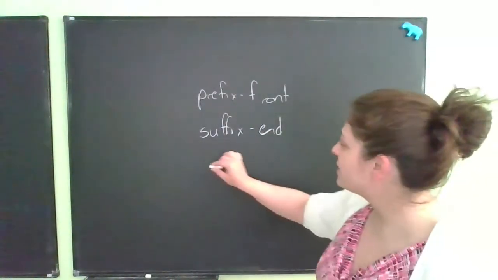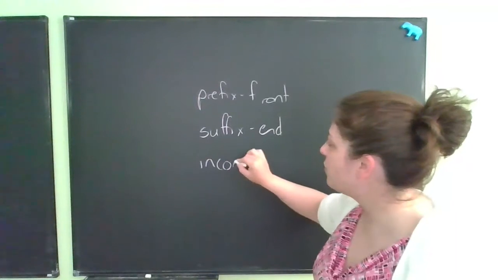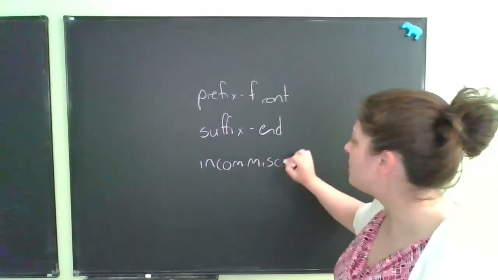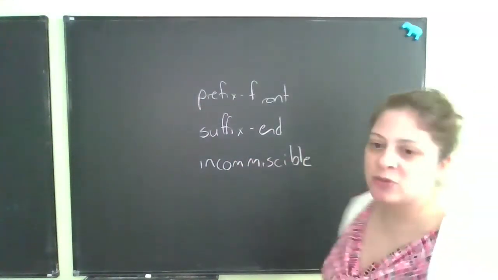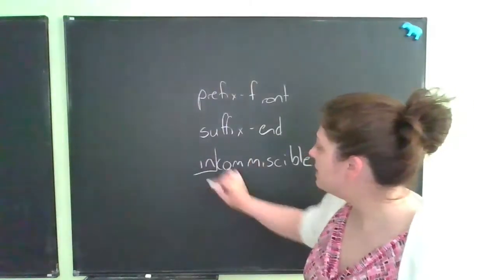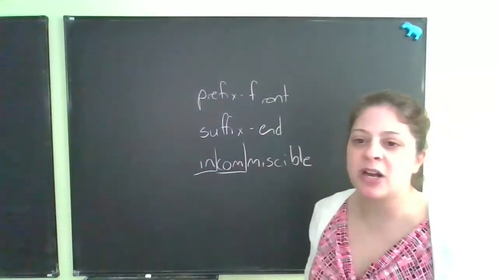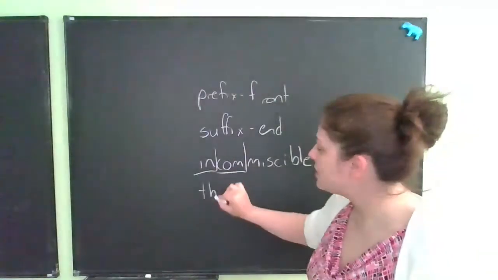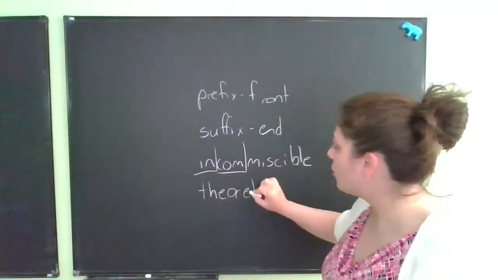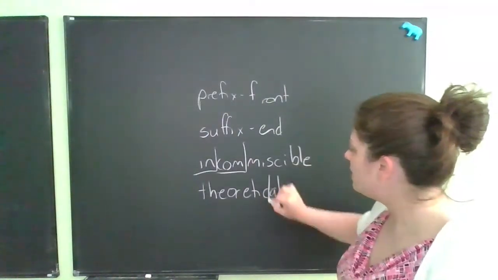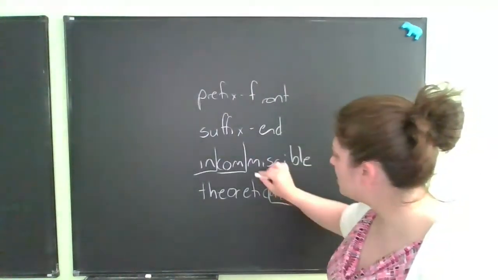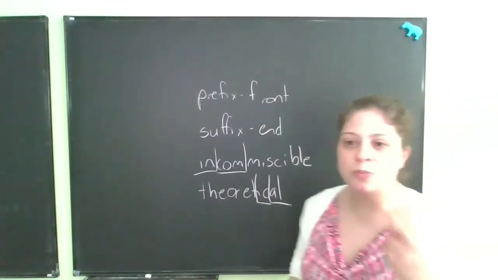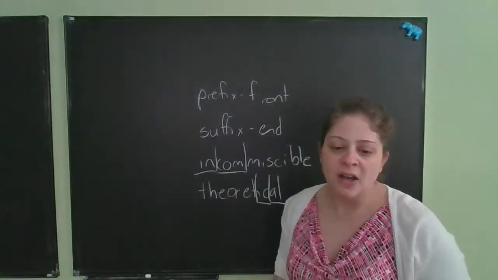But they can stack. So we can see a word, we looked at this word before, like incommissible. And I will tell you right now that in is a prefix, but so is this com. So it has a stack of two prefixes. Same thing with suffixes. If we look at a word like theoretical, this al is a suffix, but so is this ic. It has two suffixes stacked up here.